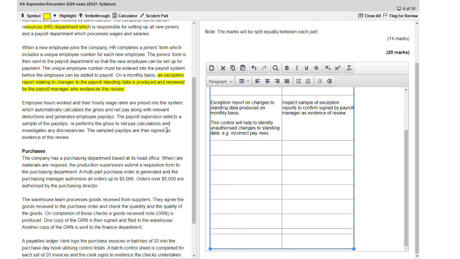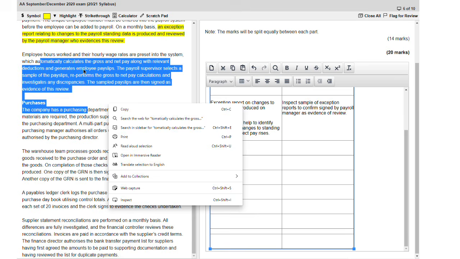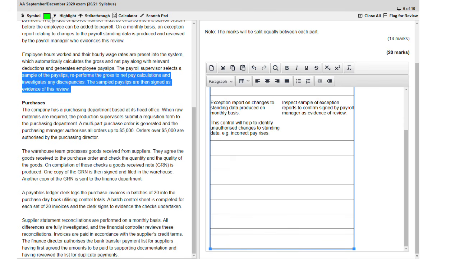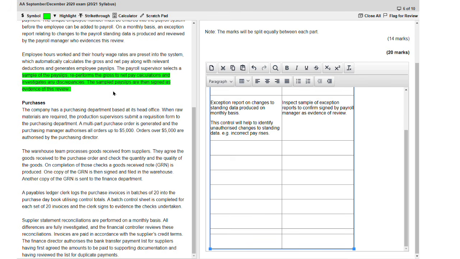In the next section, what happens is that the system automatically calculates pay. Automatic calculation of pay is, of course, a good thing. But what is even better in this particular system is that some of these calculations are reperformed, and then the sampled payslips are signed as evidence of review. What a marvellous business this is. You've got the automatic calculation of the pay with a random sample being checked just to make sure there are no errors.